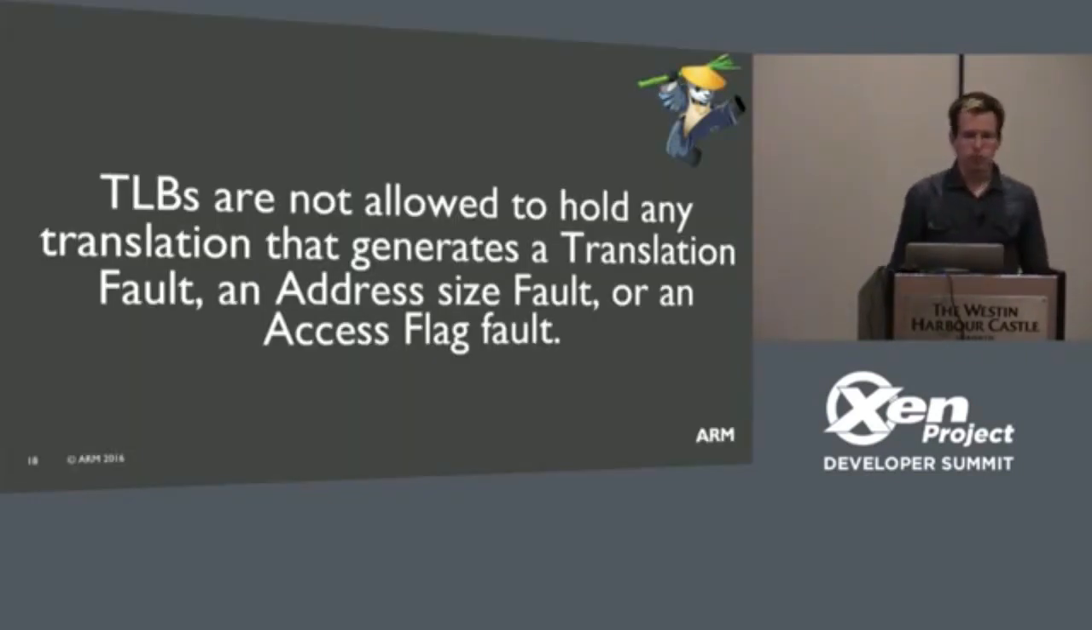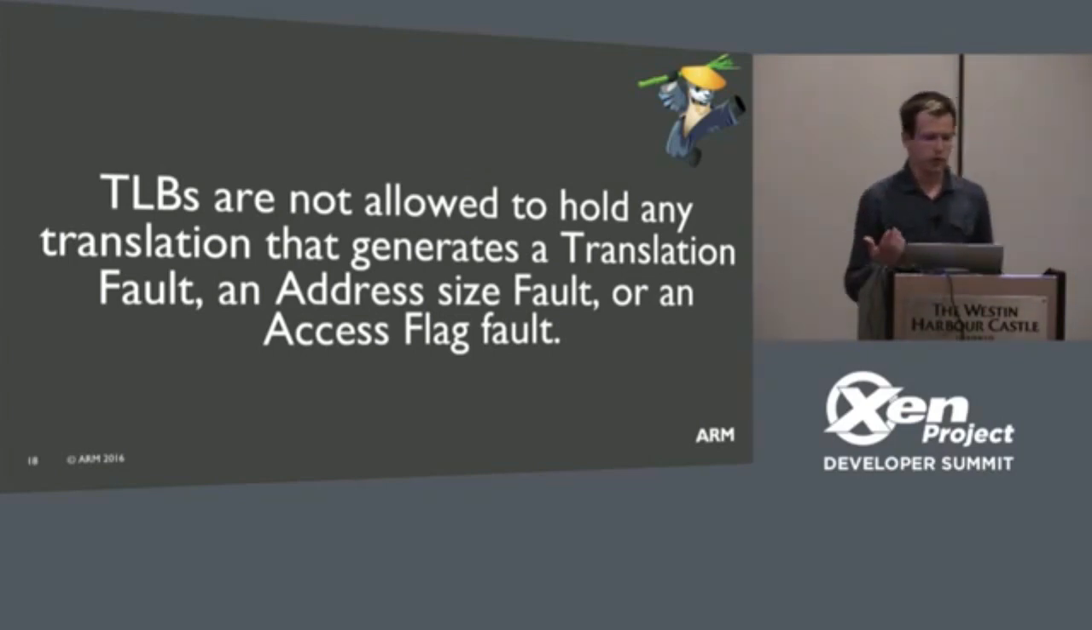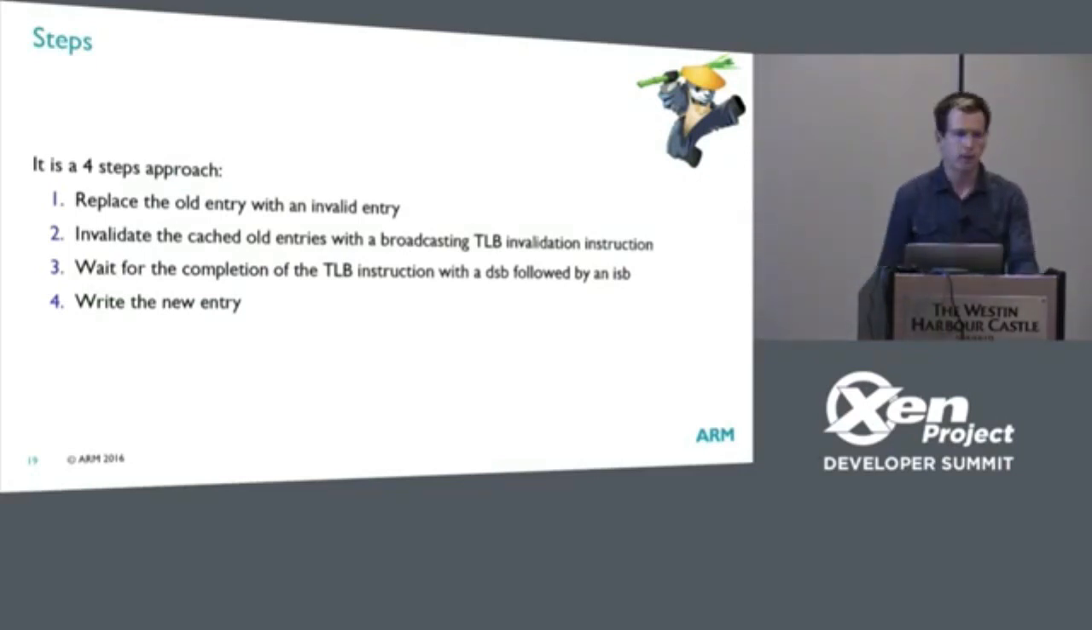The key thing about why break before make works is that TLBs are not allowed to hold any translations that generate a translation fault, an address size fault, or an access flag fault. So anything that is not valid is not in the TLB. That's the main point. I will explain the sequence on the next slide, but those are the main points of break before make and why it works. It's a four-step approach. It's break before make.